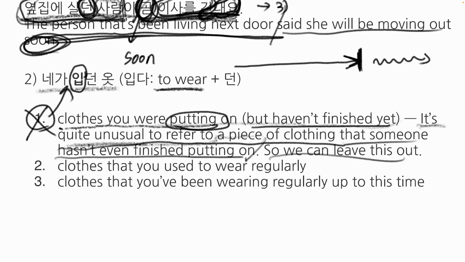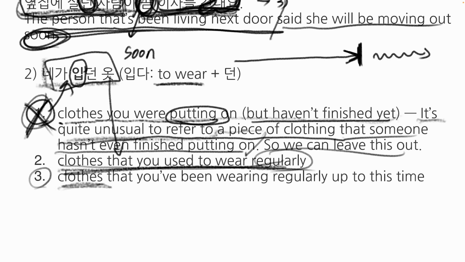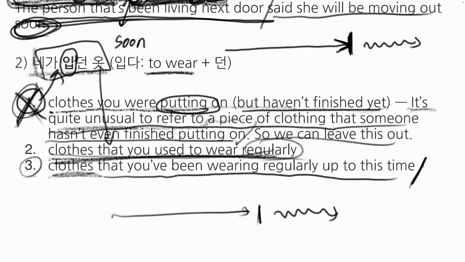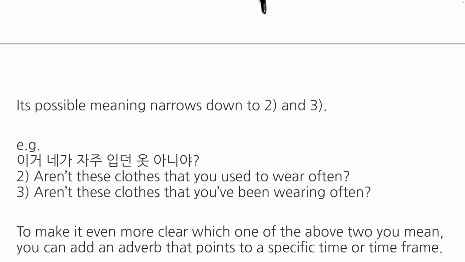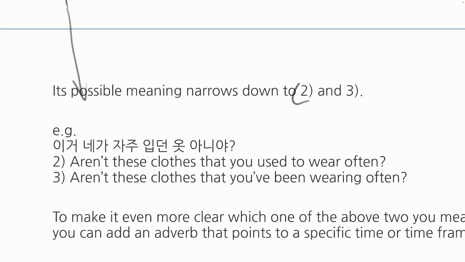And the second meaning, clothes that you used to wear regularly. So number 2 actually makes more sense than number 1, right? So 네가 입던 옷 could mean the clothes that you used to wear regularly, but not anymore. Number 3, it's the clothes that you have been wearing regularly up to this time. And you're not sure whether that person will continue to wear that, but as far as you remember, up to this time, that's what you have been wearing regularly. So the possible meaning of 네가 입던 옷 narrows down to number 2 and 3.